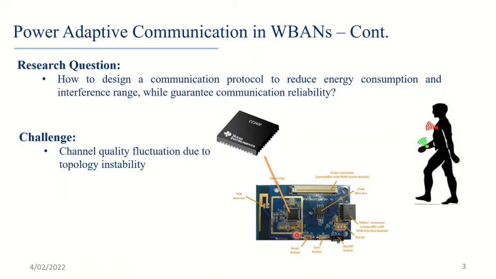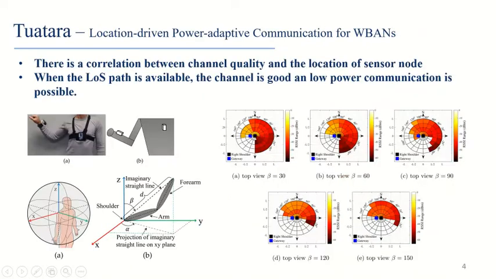For our testbed, we use the TelosB sensor motes, and this TelosB mote has a CC2420 radio chip, and this radio chip provides a number of transmission power levels from level 1 to level 32. First of all, we did a measurement campaign and plotted this RSSI heat map that shows the signal strengths around the body.